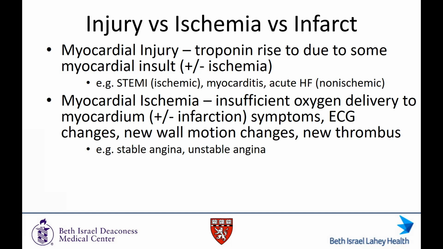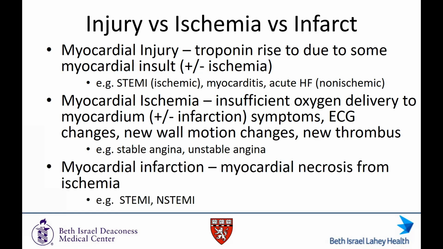We also correlate this with ECG changes, new wall motion changes. If we have a new thrombus that we can actually visualize in the coronary arteries, that is technically also myocardial ischemia. Examples of this would be stable and unstable angina. And then we have infarction, which is when ischemia devolves into necrosis.